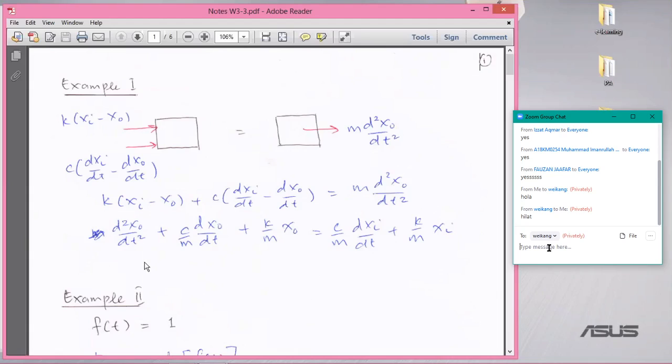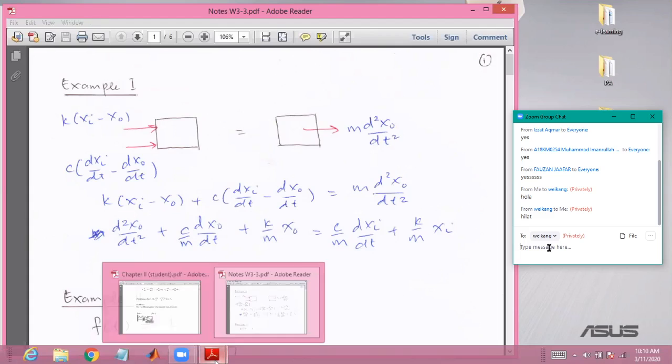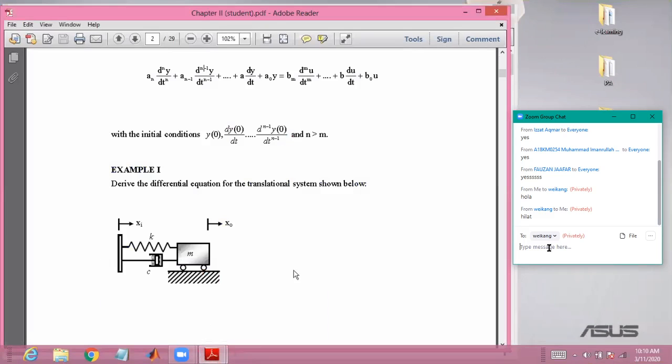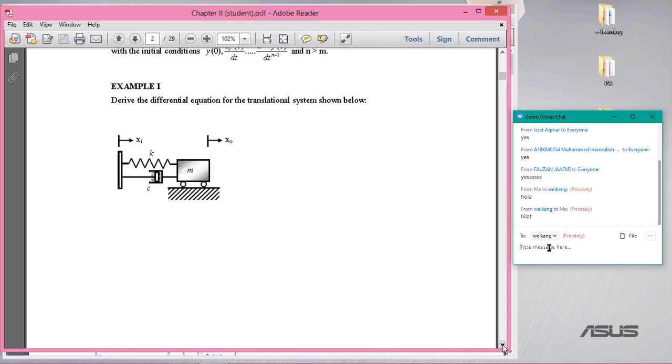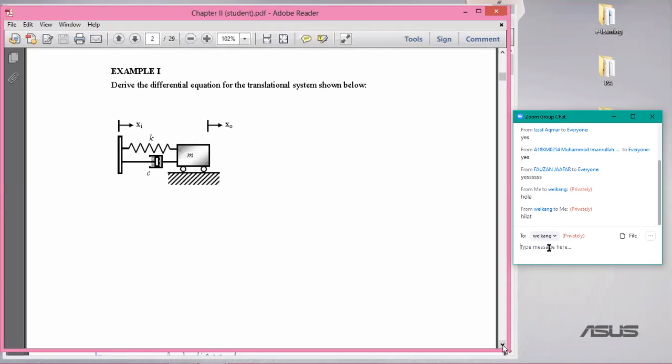One of the straightforward ways to solve this differential equation is to use the Laplace transformation. Normally, control engineers prefer Laplace transformation because we already have the transfer function. So we are going to solve the differential equation using Laplace transformation.